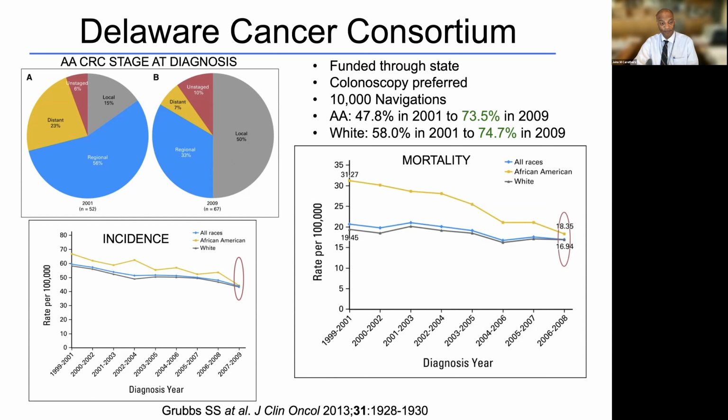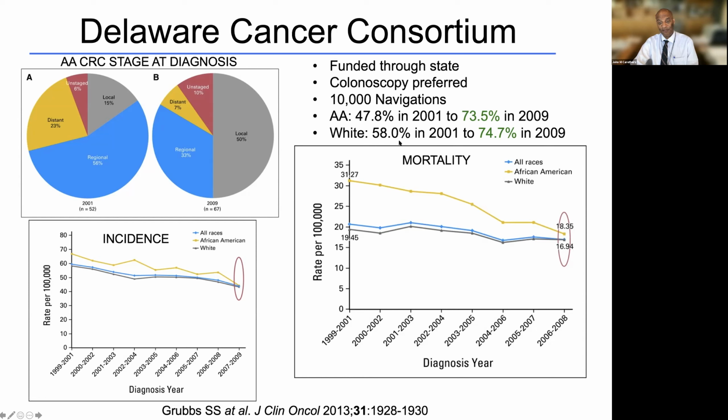Now look at the difference between incidence and mortality amongst races. This was comparing Blacks and whites. If you look at the beginning of the study, you can see that white Americans had a colon cancer rate of about 60 per 100,000, and African Americans was about 68 per 100,000. Over time, with navigations, 2 things happen. The incidence for both whites and Blacks went down, but the Black rate dropped such that at the end of the study, there was no disparity. The incidence was exactly the same. So African Americans went from 47.8% screened in 2001 to 73.5% screened in 2009.